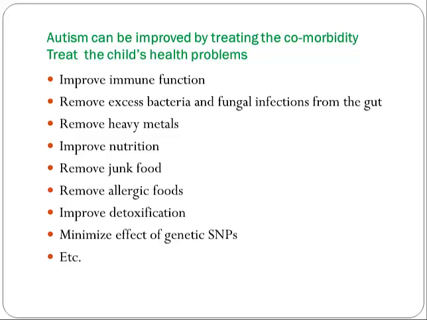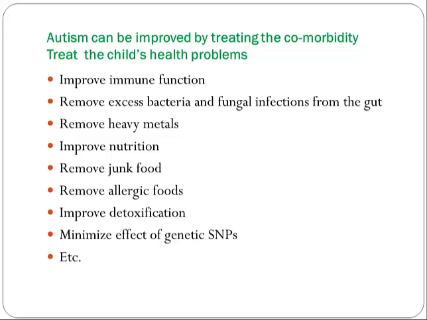Well, we have found over the years that autism can be improved, not by treating autism, because we really don't know how to treat autism, but by treating the comorbidity. Treat the child's health problems. Improve immune function. Remove excess bacteria and infections from the gut. Remove heavy metals. Improve nutrition. Get rid of junk food, allergies, improve detoxification, and minimize the effect of genetic SNPs.